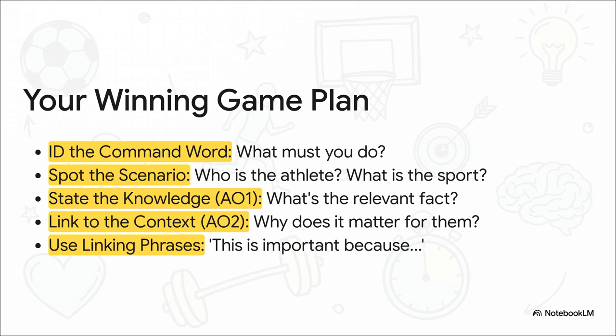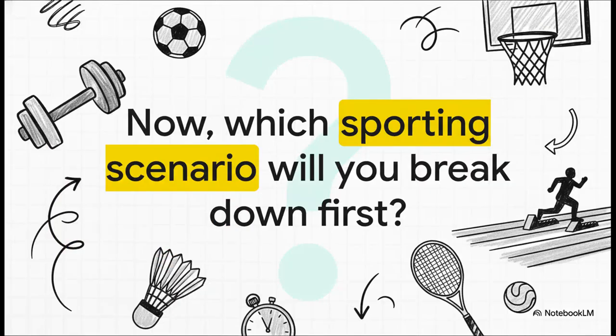And fourth, this is the magic step. Link it to the context. Why does this matter for that athlete in that situation? And please use linking phrases. This is important because, or as a result, force yourself to make that connection explicit. You've got the strategy. You've seen how it works. You're ready. The only question left isn't if you can do this, it's which sporting scenario you're going to break down first. Time to get practicing.